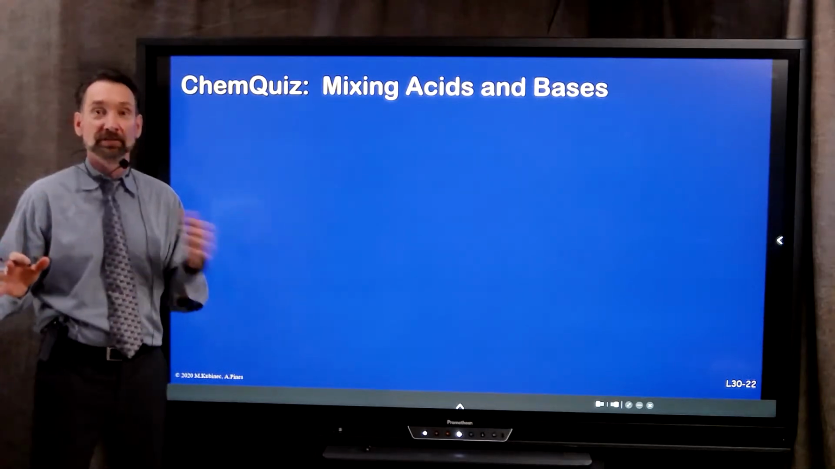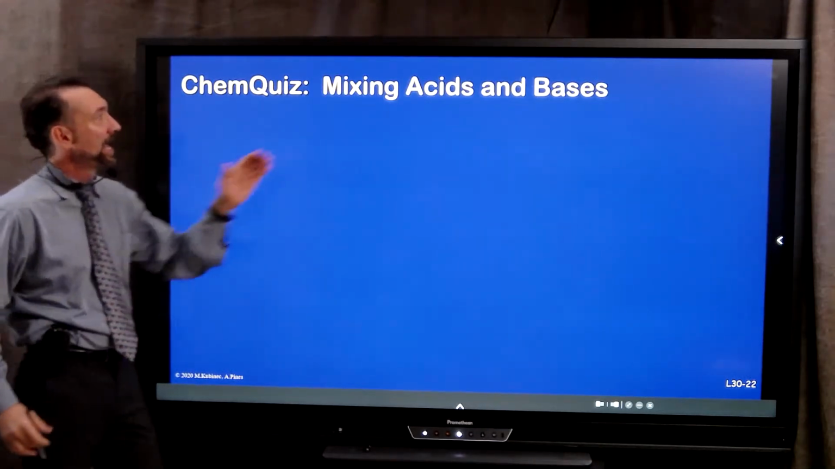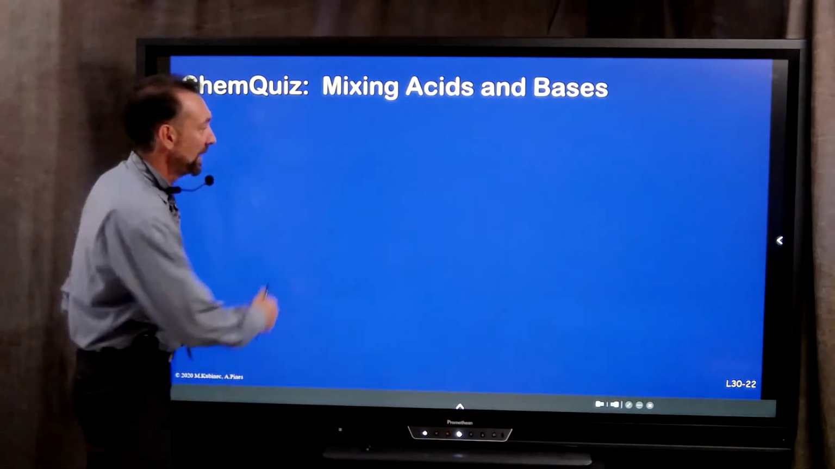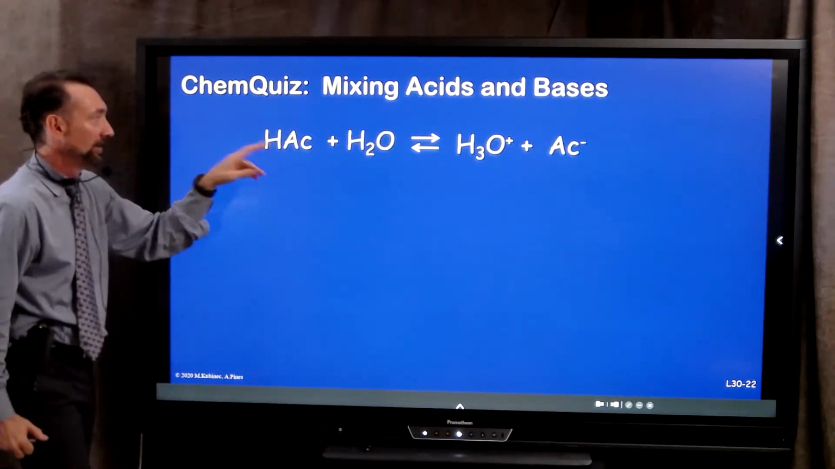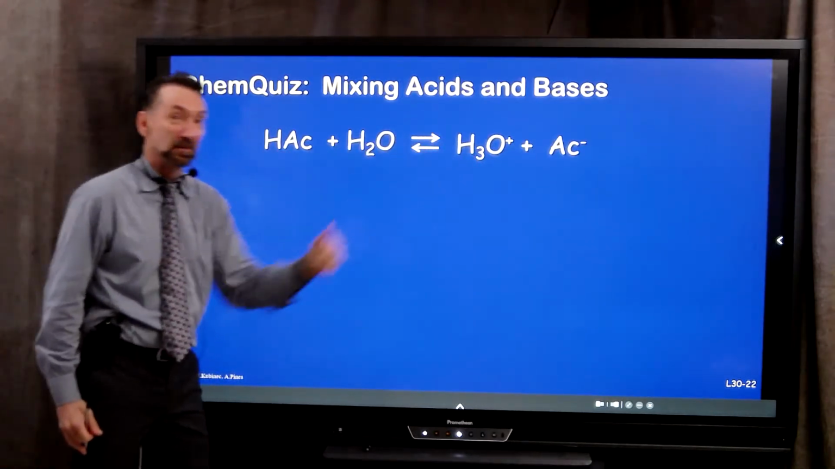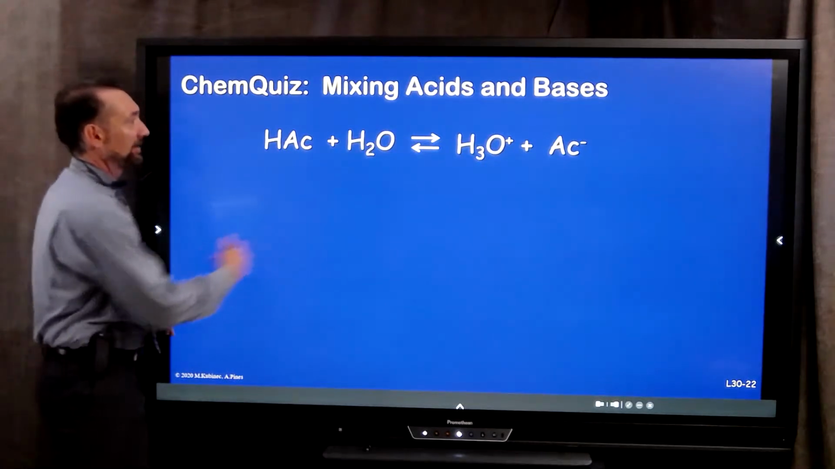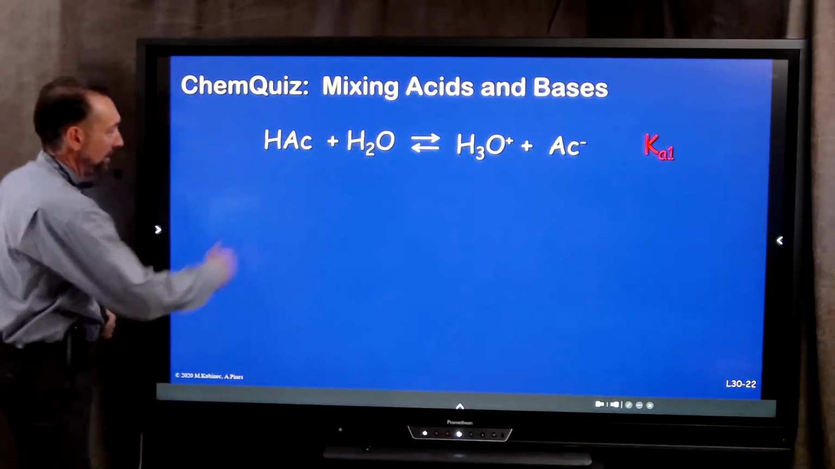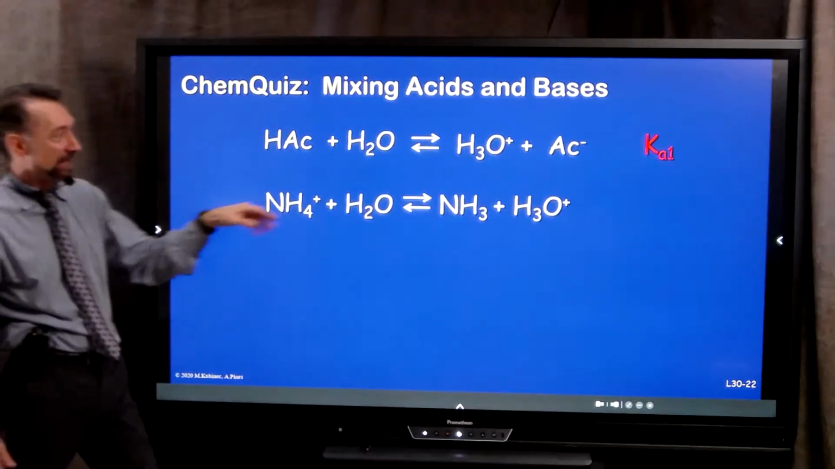So in this situation, we want to react a weak acid and a weak base together. So let's do that. Let's take acetic acid, the weak acid. There's the equilibrium expression for that dissociation. That has a Ka.